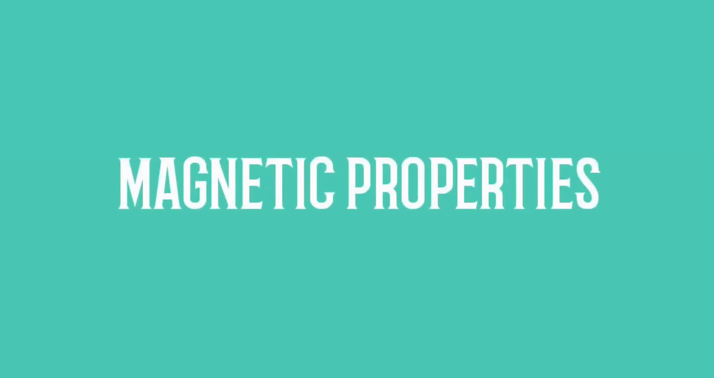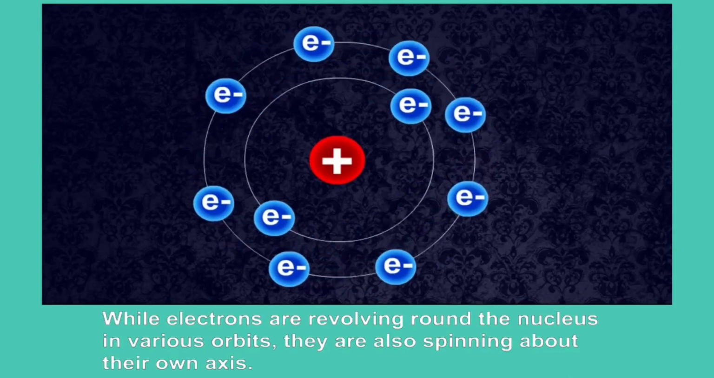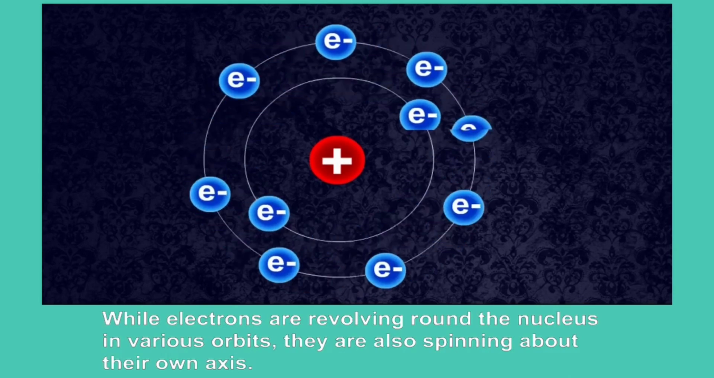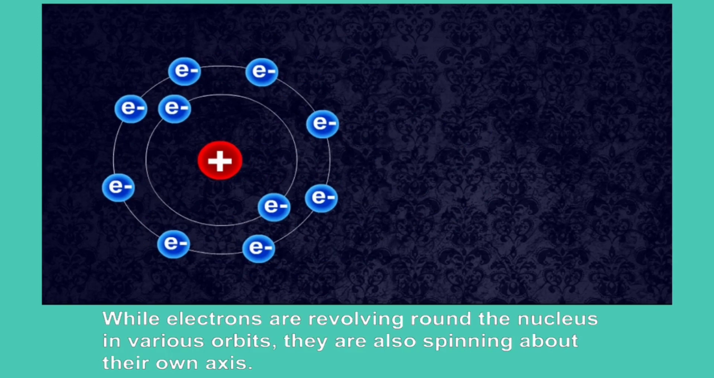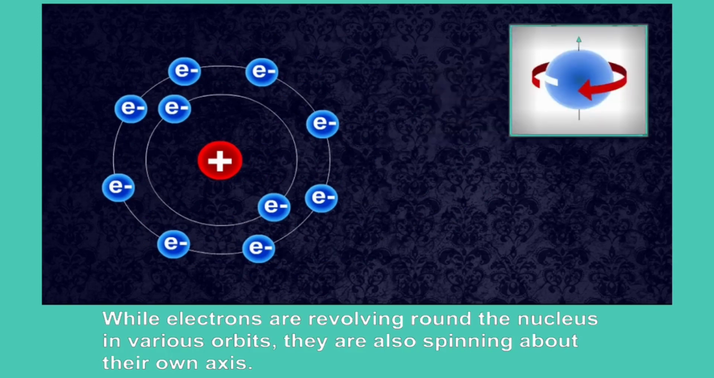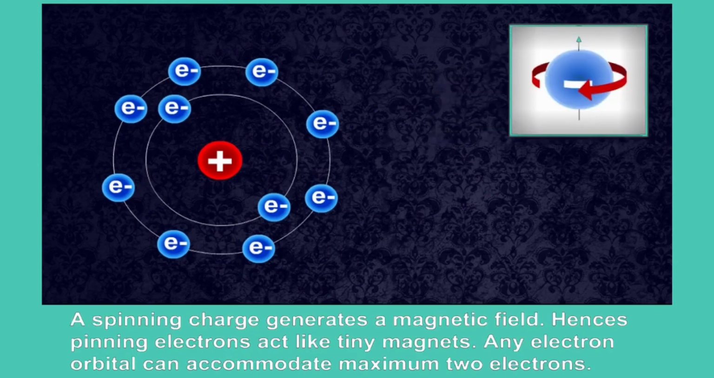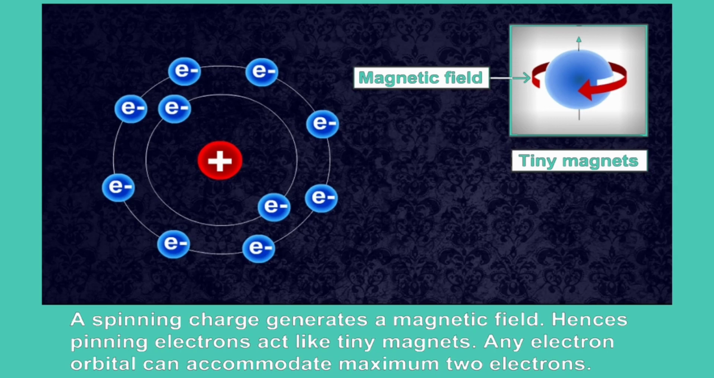Magnetic properties. While electrons are revolving round the nucleus in various orbits, they are also spinning about their own axis. A spinning charge generates a magnetic field. Hence, spinning electrons act like tiny magnets.